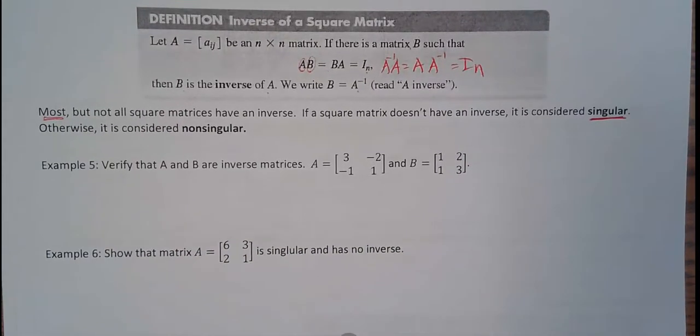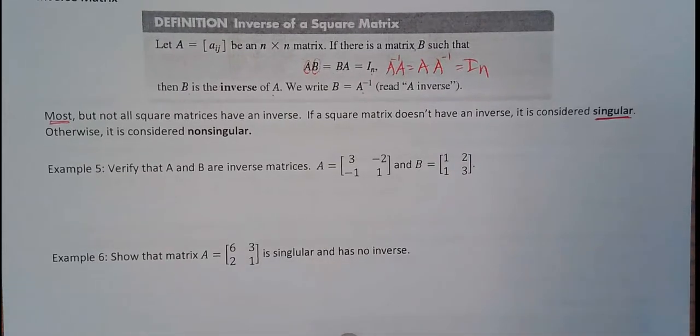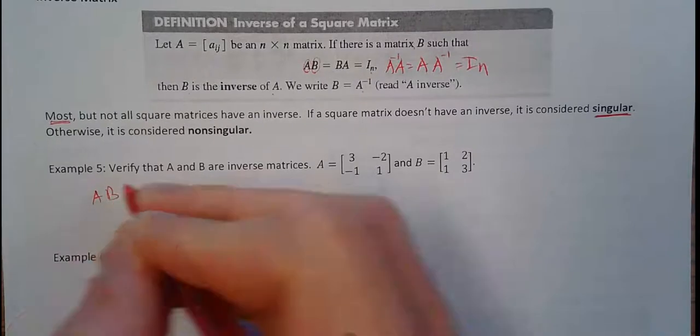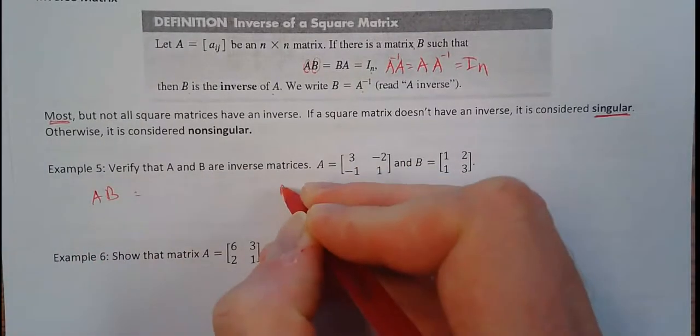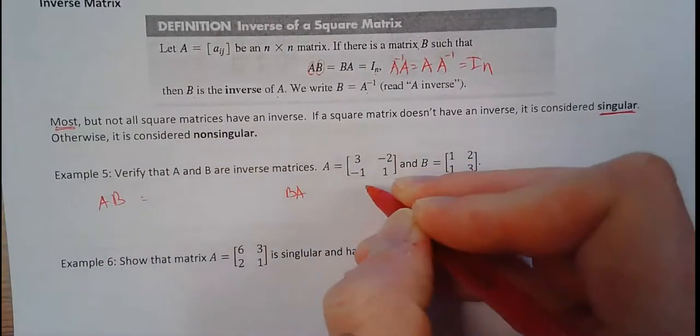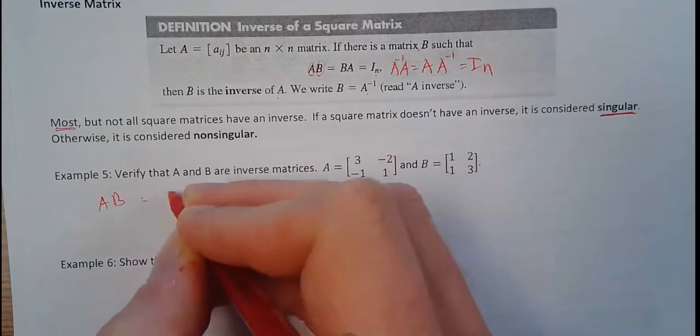So let's try this out here. I'm going to give you a 2 by 2. Verify that these are inverse matrices. So we're going to multiply them together. We want to multiply both ways and see if we get the identity matrix. Since the second example on the front side was one you couldn't multiply together, try it out. I want you to quiz yourself. Do AB first, and then do BA. Keep in mind, this is a 2 by 2, and that's a 2 by 2, so the result is going to be a 2 by 2.